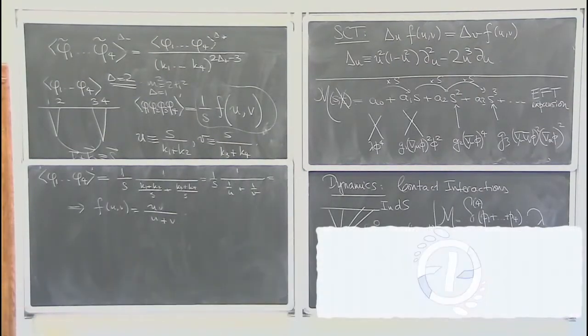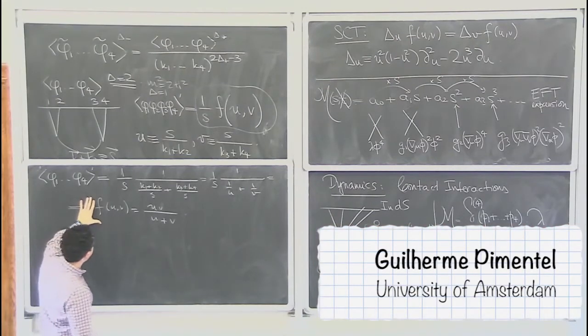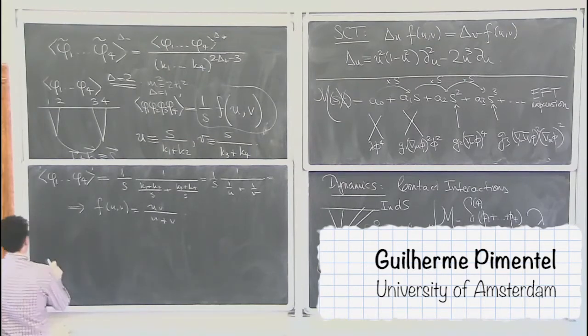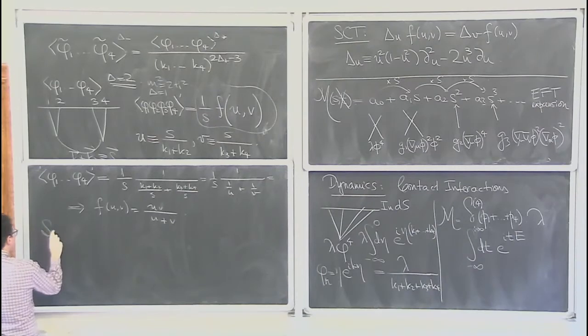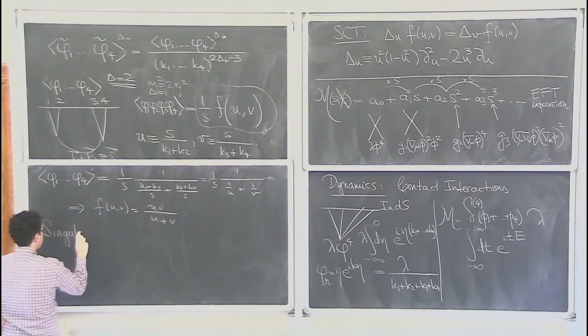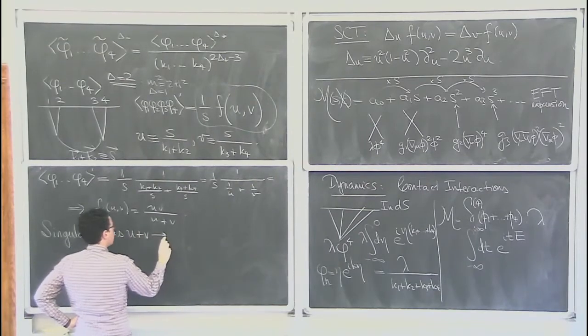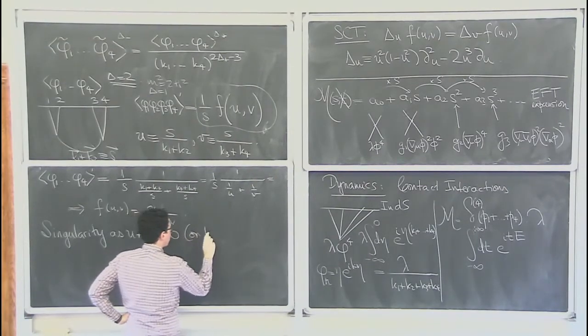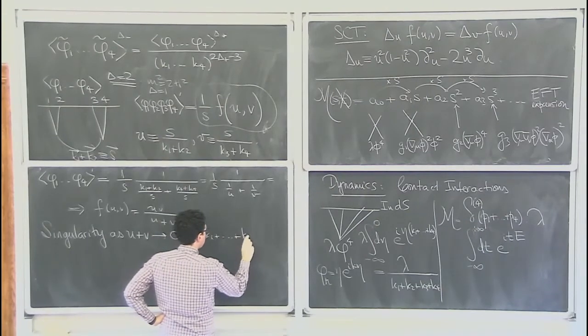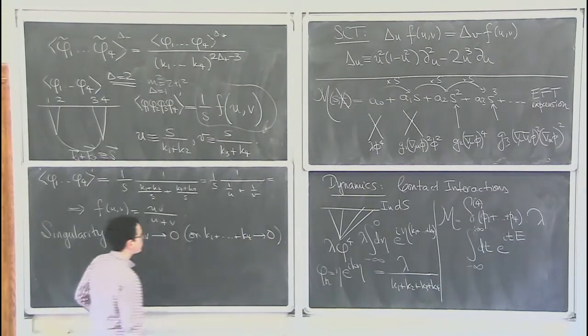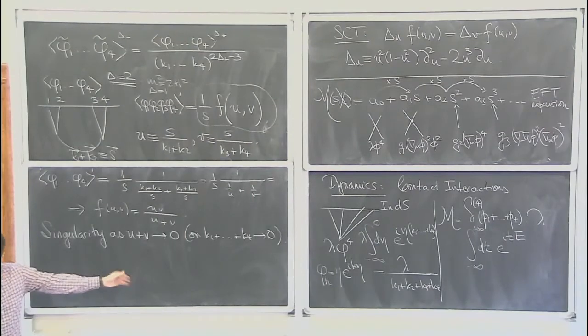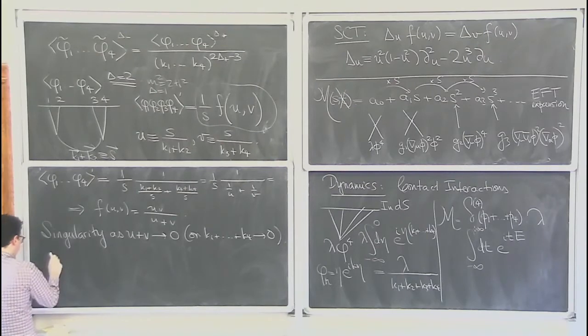So, okay. So if you look here, this has a singularity as u plus v goes to zero or as k total goes to zero. Okay, so unique singular point. Okay, so there's a pole-like singularity. Let's zoom in on the pole. So the four-point function.